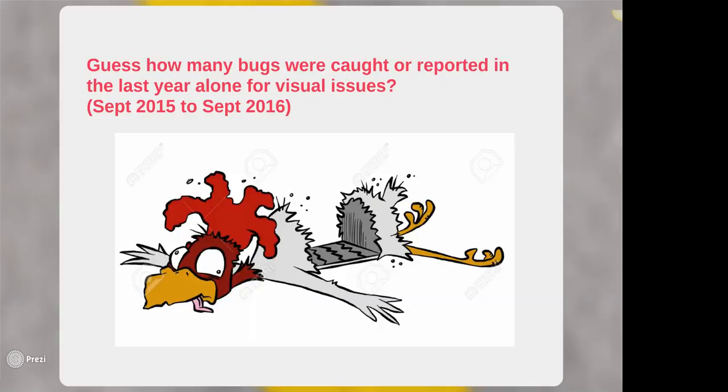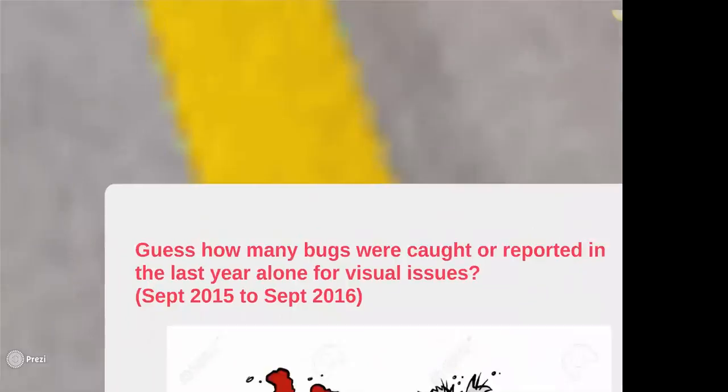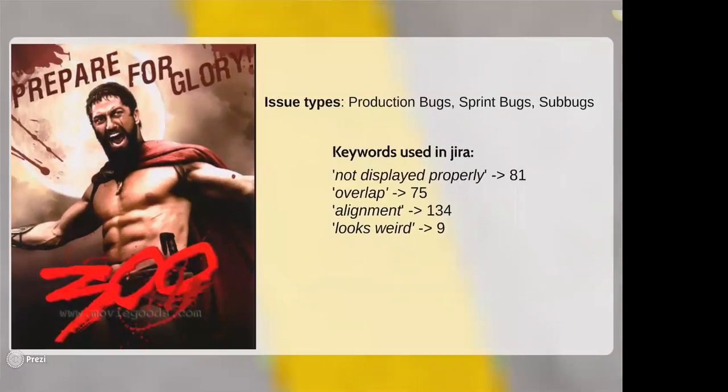Okay. How many QA people do you think we have? Do we get extra mile points? All right. 55. 300.